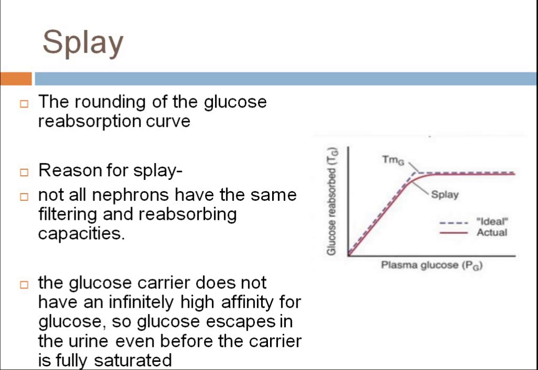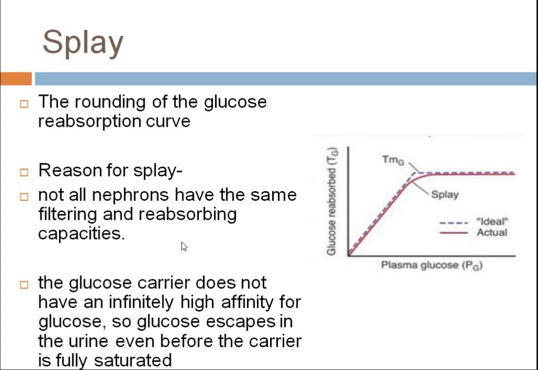And what is the reason for this splay? The reason is that all the nephrons do not have the same filtering and absorbing capacities, right? Some nephrons have a different type of capacity. They have less amount of carrier, so the glucose will not be absorbed from these nephrons. In some, a large number of carriers are there, and therefore they can absorb to a greater extent. So due to varying capacity of absorption of glucose in all these nephrons, the ideal curve usually does not appear, and we see this type of curve in the TMG, and this is known as splay.